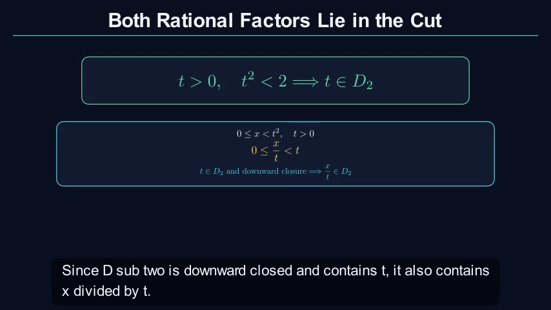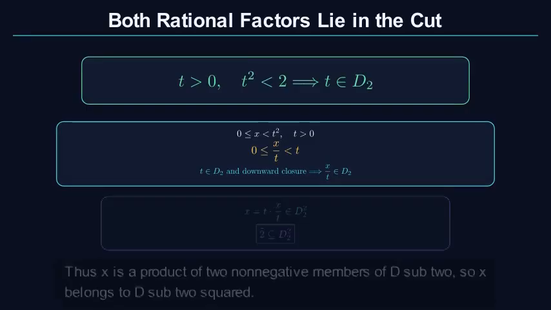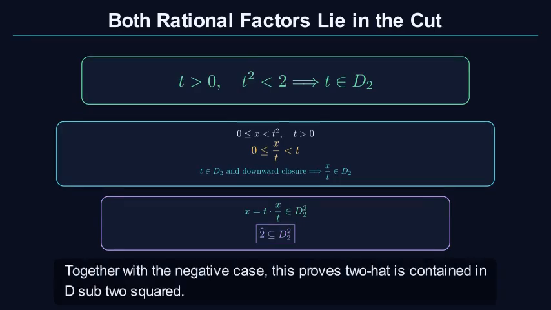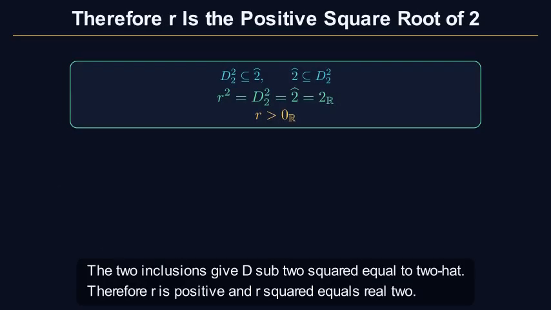Since D sub 2 is downward closed and contains t, it also contains x divided by t. Thus x is a product of two non-negative members of D sub 2, so x belongs to D sub 2 squared. Together with the negative case, this proves 2 hat is contained in D sub 2 squared. The two inclusions give D sub 2 squared equal to 2 hat.